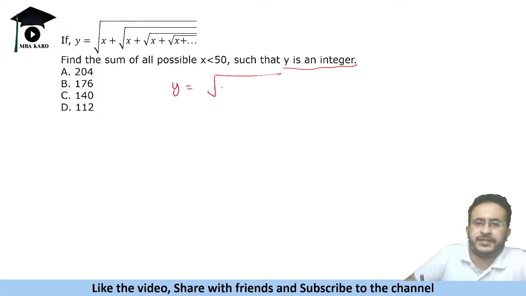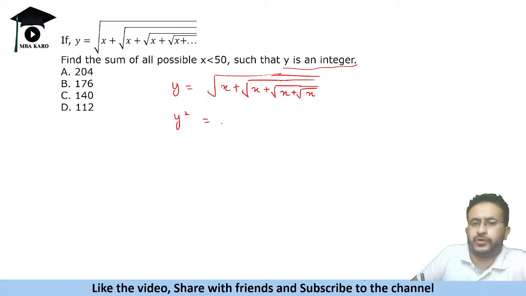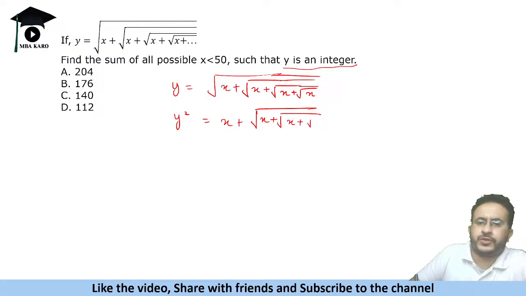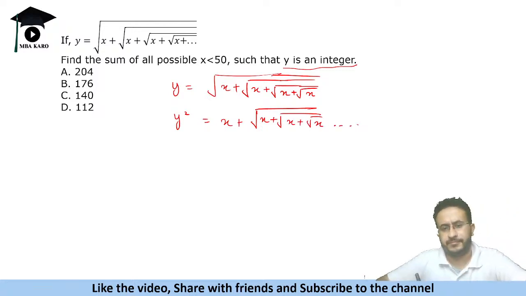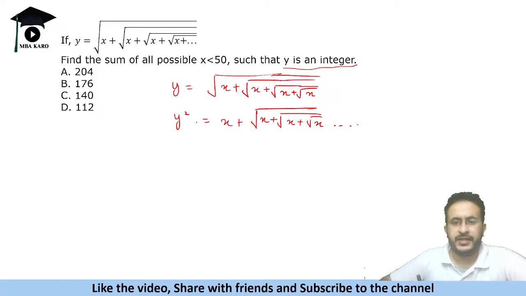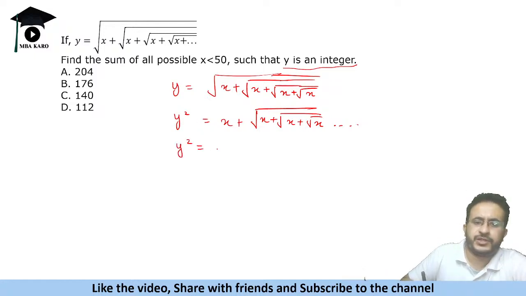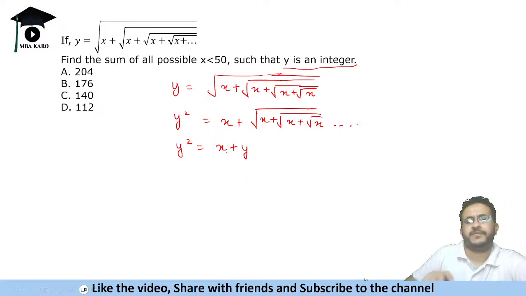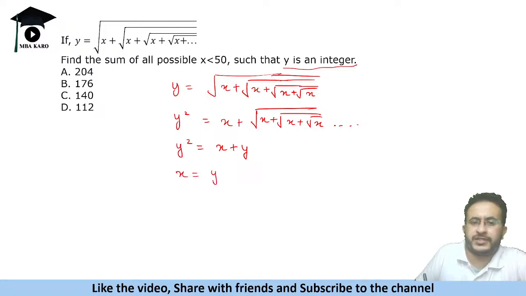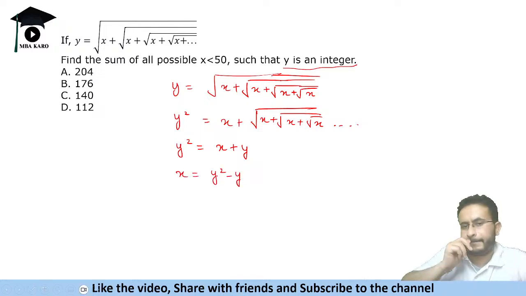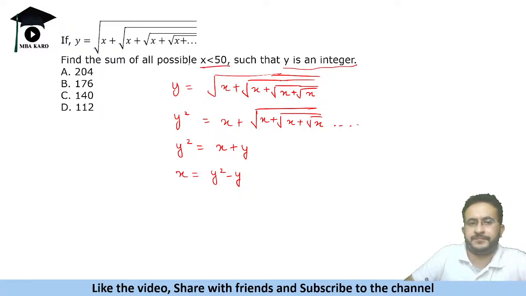Y is a nested expression. If you take y square, the square root will go away. This will be x plus, the same thing which happened here. So you will get this, which means y square is equal to x plus y. Y square is x plus y. Y is an integer. So x is how much? Y square minus y.